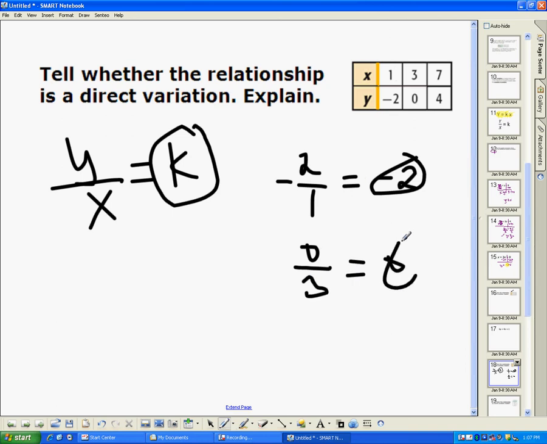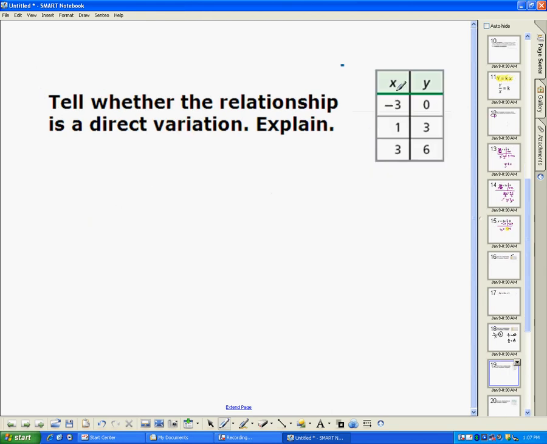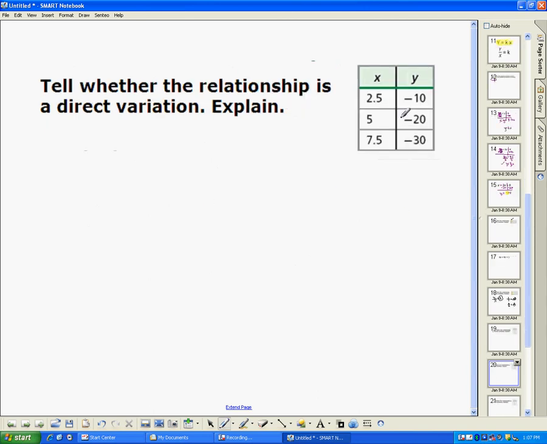Here again, I can look, are my x's multiplied by the same thing or not? This one's multiplied by 3, this one's multiplied by 0, this one's multiplied by 3, and this one's multiplied by 2. So since there isn't a constant, there isn't direct variation. On the next one, this one is an example of direct variation because each x value is being multiplied by -4. So this is an example of direct variation. And this one here, this is not direct variation because each x is not being multiplied by the same thing.